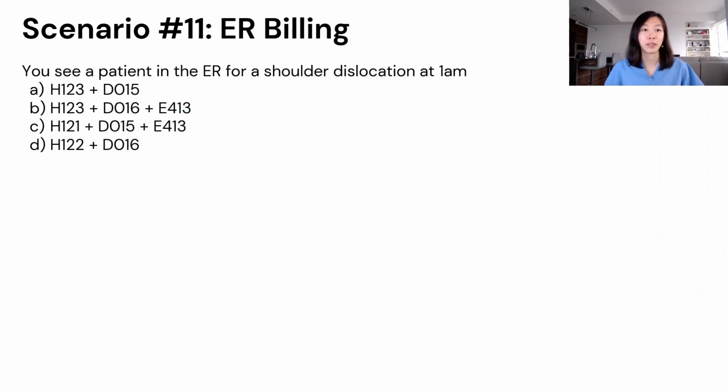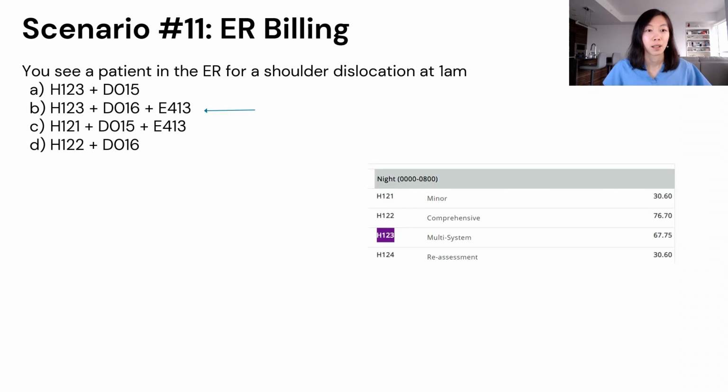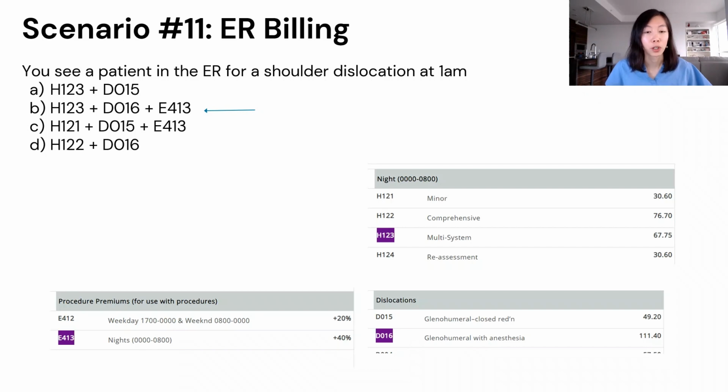All right, scenario number 11, emergency billing. You see a patient in the emerge for a shoulder dislocation at 1 a.m. What do you bill? The answer is B, and this is because for a shoulder dislocation, you might have to assess multiple systems, maybe the nervous system, the musculoskeletal system. Depending on the nature of the injury, maybe you're examining their cranial nerves, or examining for head injury. So H123. The D016 refers to if you give them anesthesia, and the E413 refers to the time, which is 1 a.m. And that gives you a bit of a bonus.